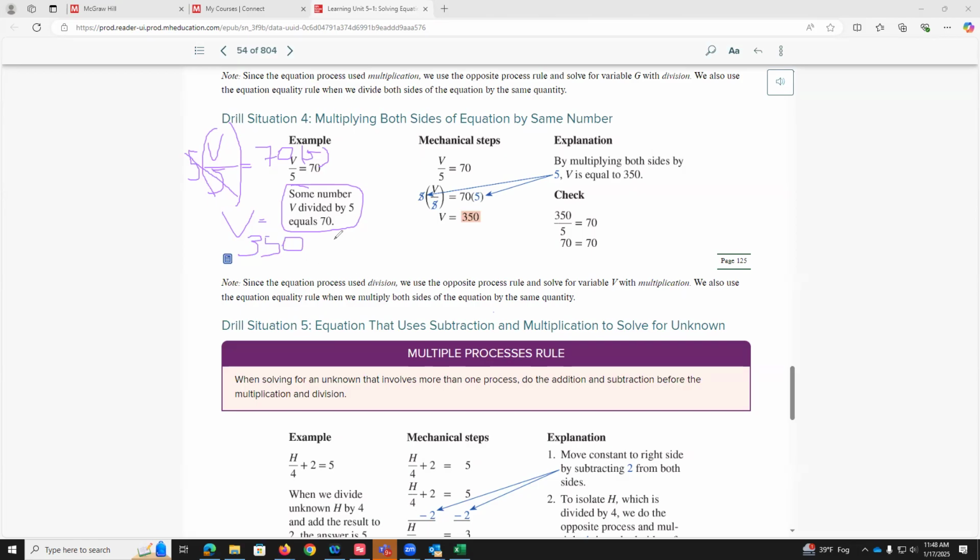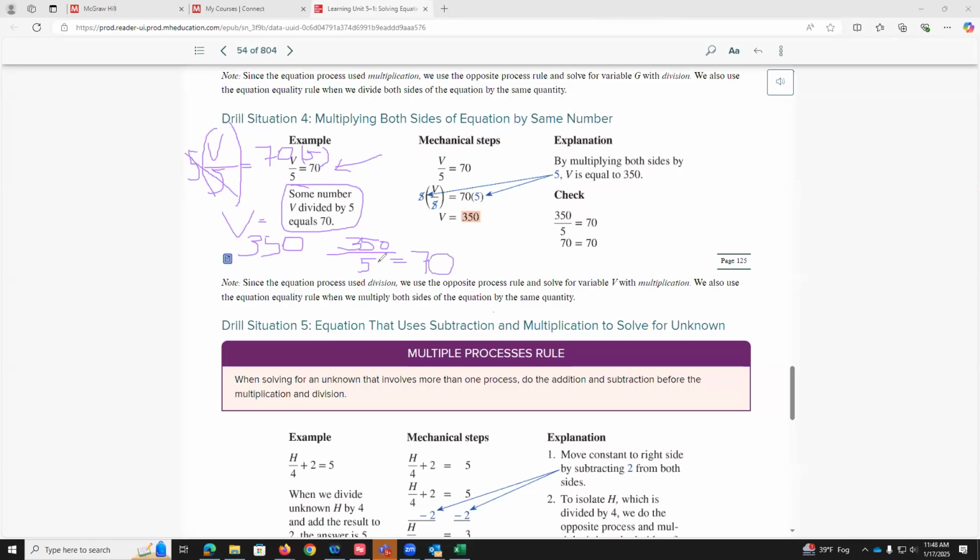And so we can check that by saying, oops, let me erase that V. I didn't mean to write that. We said that V is 350. So in our original equation right here, we're going to say 350, which is where our V was, divided by 5 equals 70.